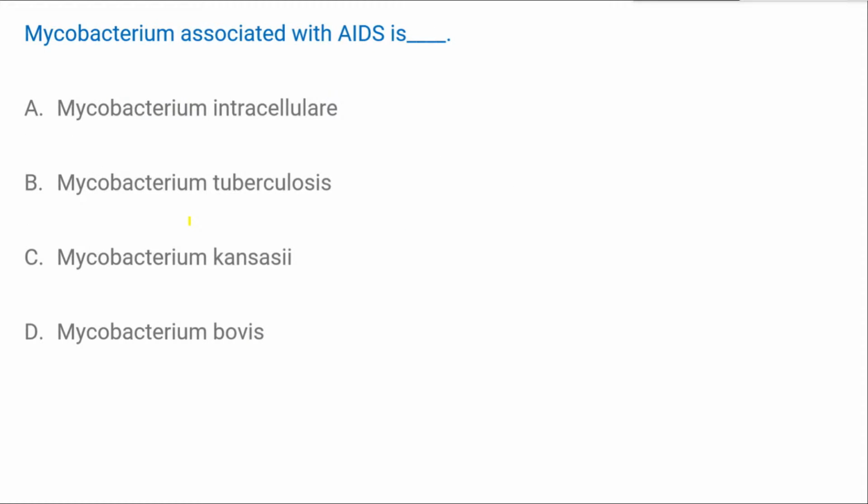This is again a direct question. Mycobacterium with AIDS is dash. That is, which species of Mycobacterium is associated with AIDS infection? Okay, here there will be a doubt regarding only these two options. These two are not in place. Okay, both are correct, but the most common species will be intracellulare.